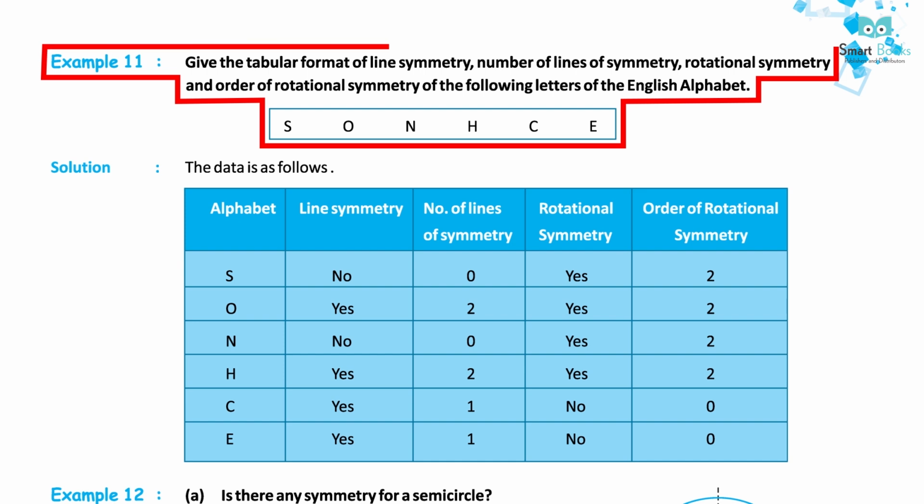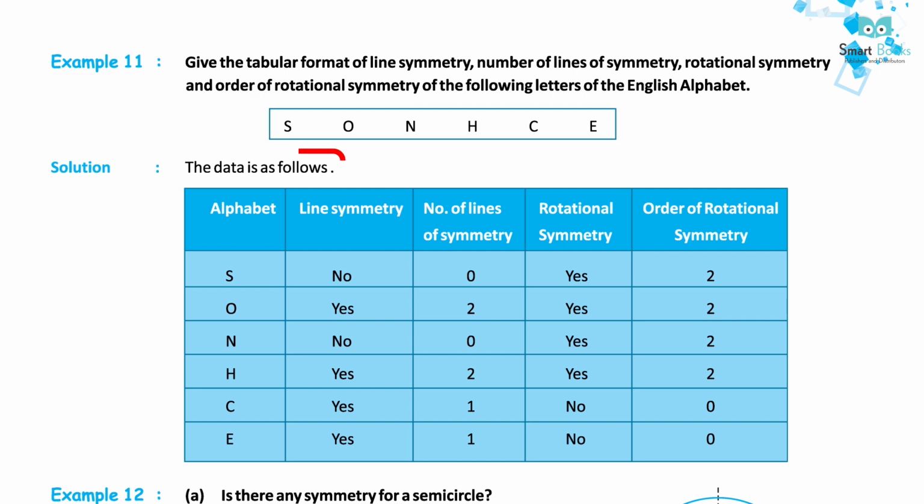Example 11. Give the tabular format of line symmetry, number of lines of symmetry, rotational symmetry, and order of rotational symmetry of the following letters of the English alphabet. Solution. The data is as follows. Alphabet, line symmetry, number of lines of symmetry, rotational symmetry, order of rotational symmetry. S. No. 0. Yes. 2. O. Yes. 2. Yes.